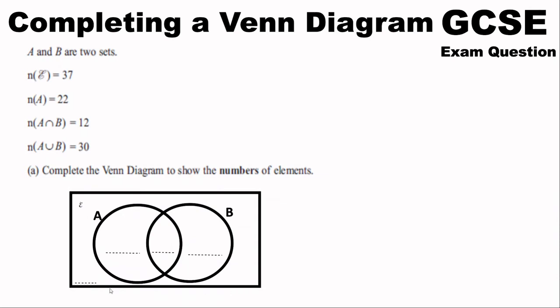Next, let's try an example where we're asked to complete a Venn diagram. Notice they've given us a template for our Venn diagram here, which has got two sets within the universe, and these sets seem to overlap.